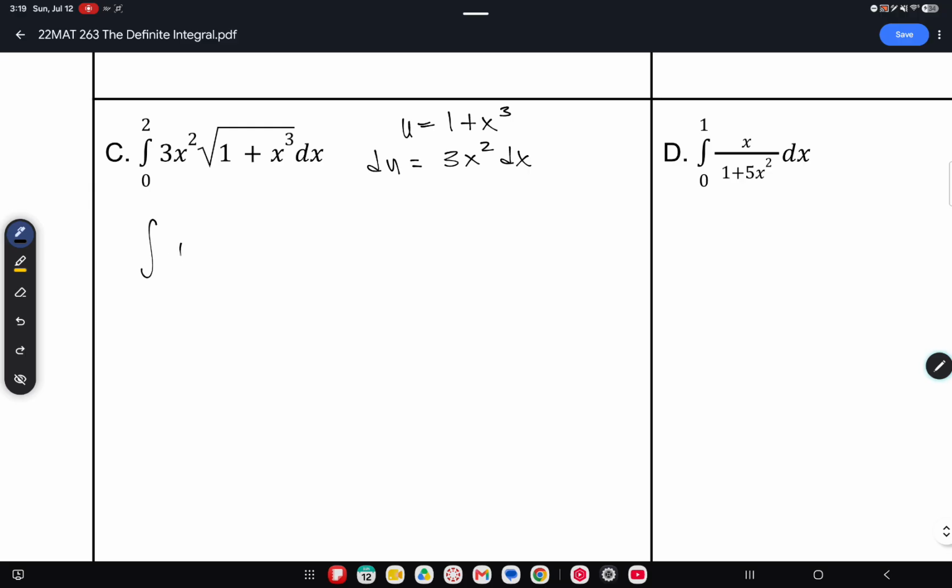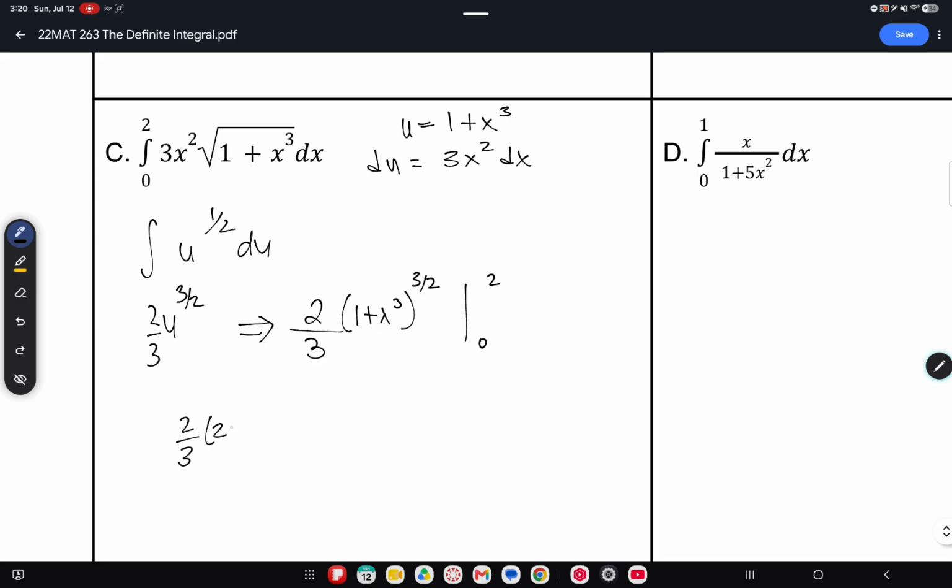So I'm going to solve the integral of u to the 1/2 du, which is going to give me u to the 3/2 times 2/3. And I'll put it back in its original variable. So that's going to be 2/3, 1 plus x cubed to the 3/2. And then I'll evaluate that from 0 to 2, because now I'm back in the original variable, so I can use the original bounds. So I have 2/3 times 1 plus 2 cubed to the 3/2 minus, if I plug in 0, so 2/3, 1 plus 0 cubed to the 3/2.